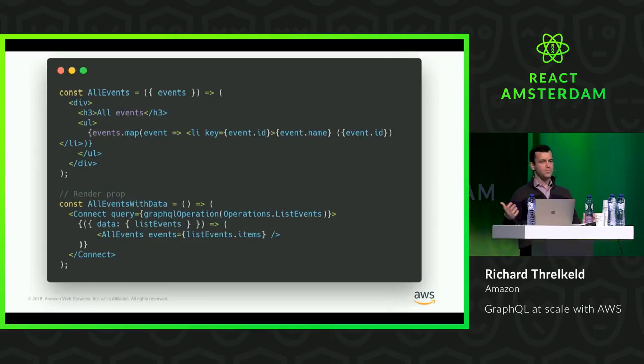We also, of course, to stay popular with all the things that are trending and everybody's using, offer a React component that you can use render props on. So you can, just like Urql, have a connect component, pass in a query in it, and use it within all of your different components.